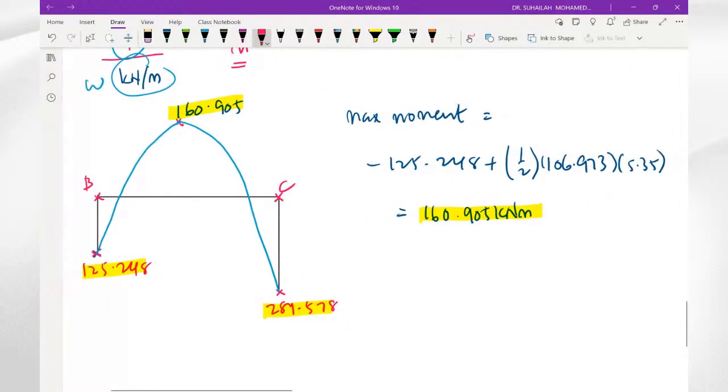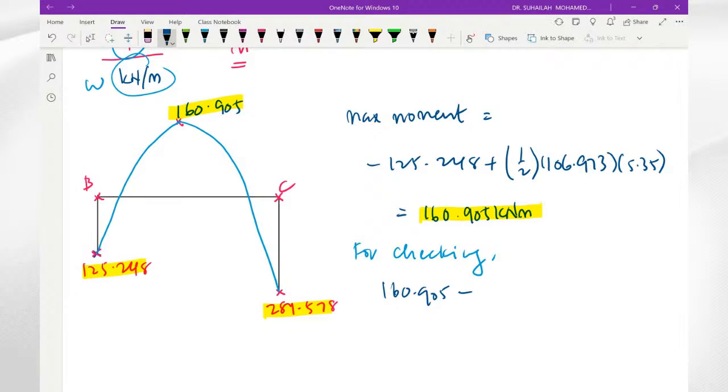Okay, to check back, we can continue to check back. Okay, for checking, we continue. We just need to continue 160.905. We have to minus the area of the second triangular.